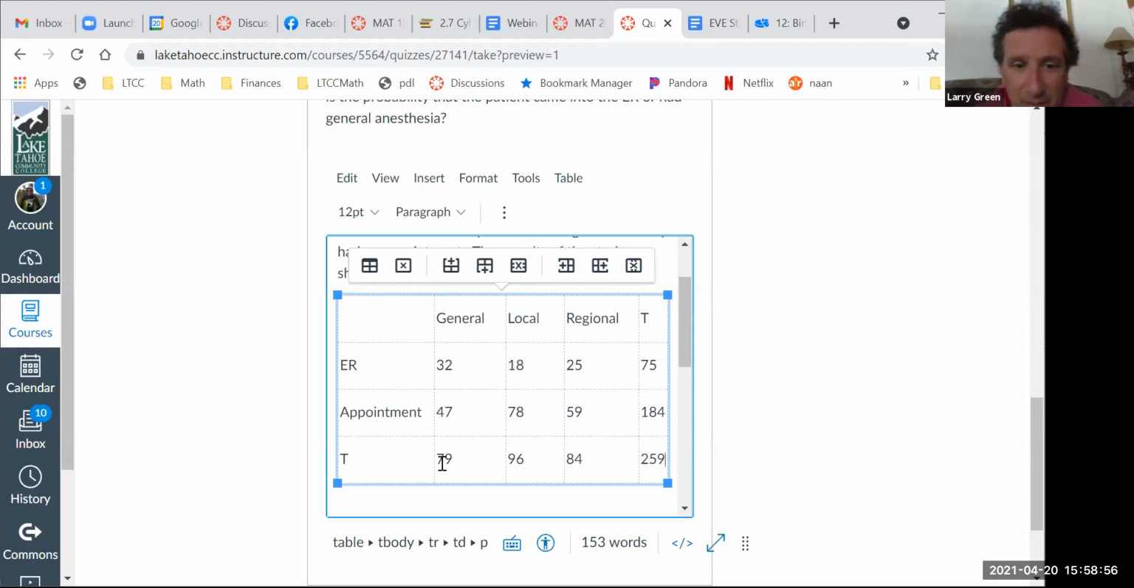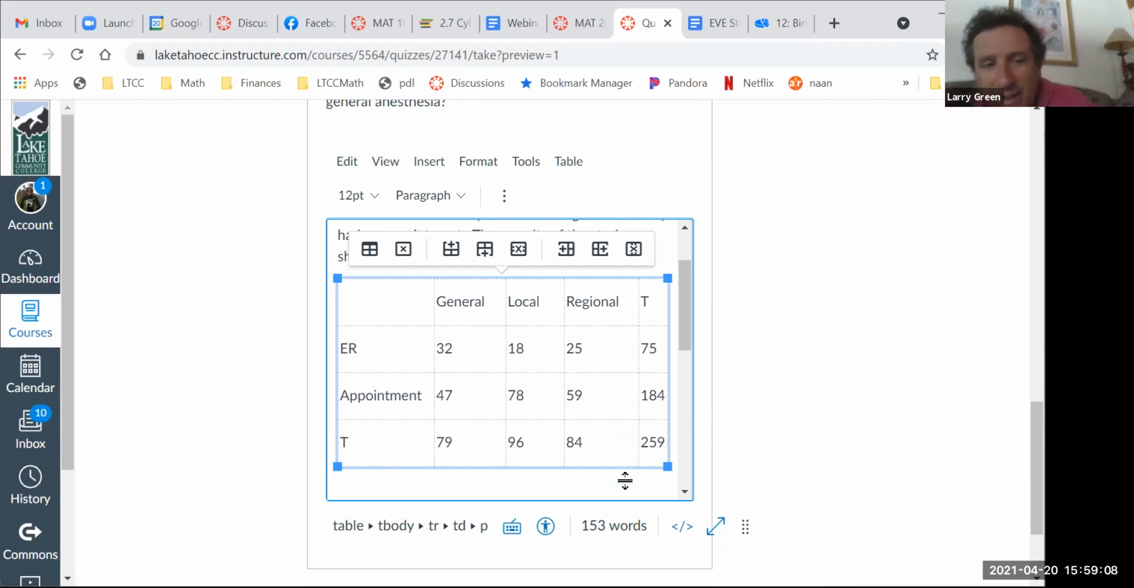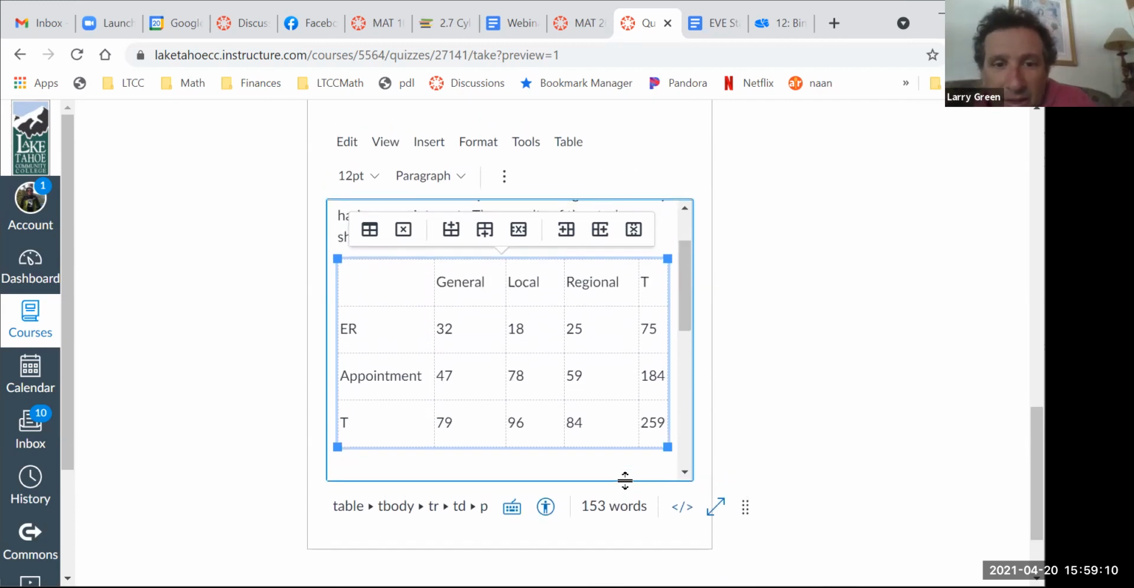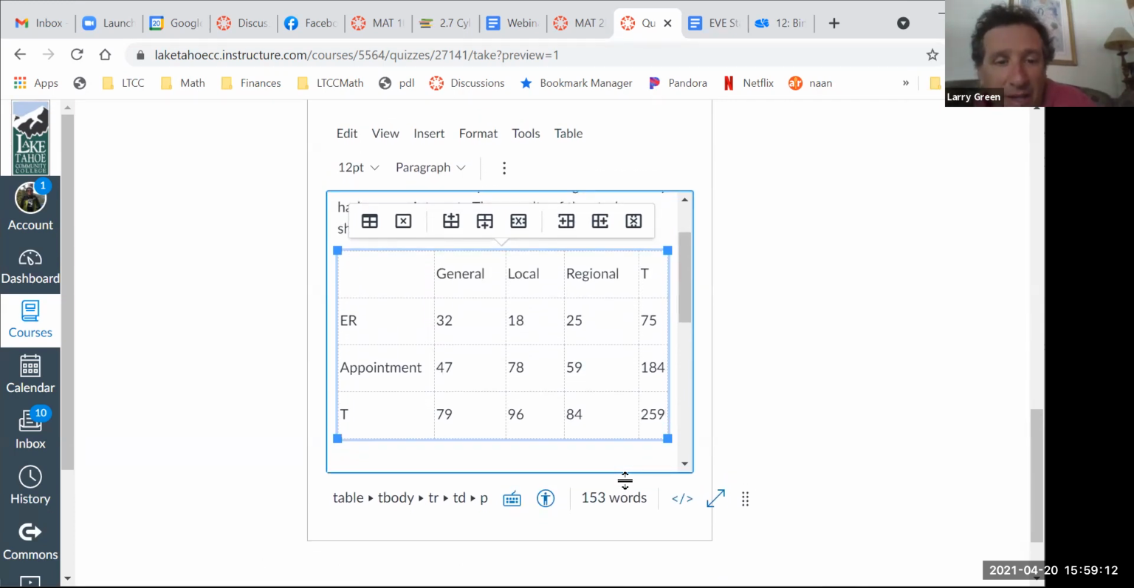And then let me double check. 79 plus 96 is 175 plus 84 is 259. Good, it worked. I always like to double check, especially when I do it in my head. You don't have to do it in your head though. So those are the totals, and that's going to help us out a lot.